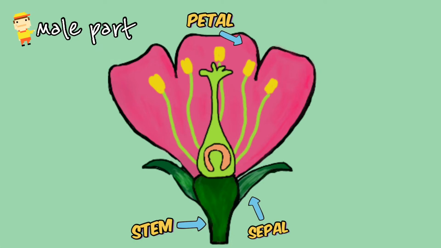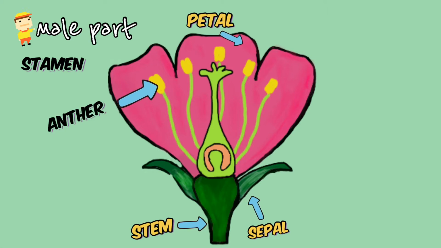Did you know flowers have a male part and a female part? The male part of the flower is called the stamen. The stamen consists of the anther and the filament. Now, look at this one, its name is anther. In the anther, there are pollen grains. These pollen grains help in the reproduction of the plants.